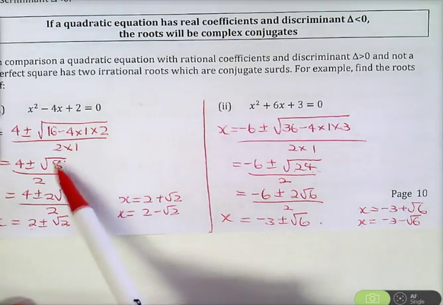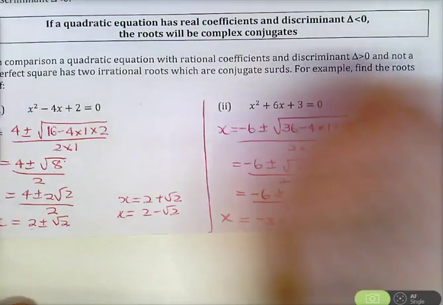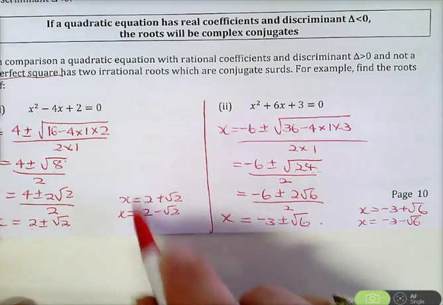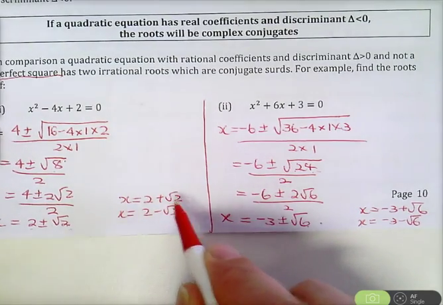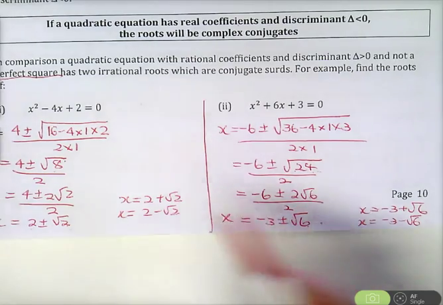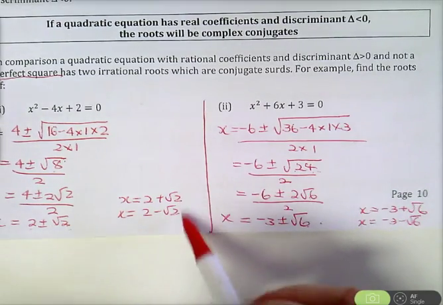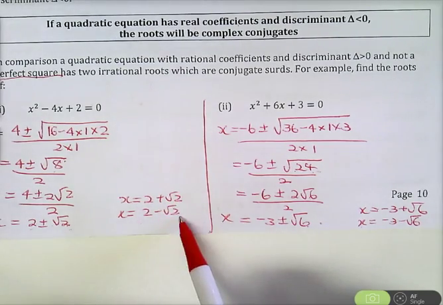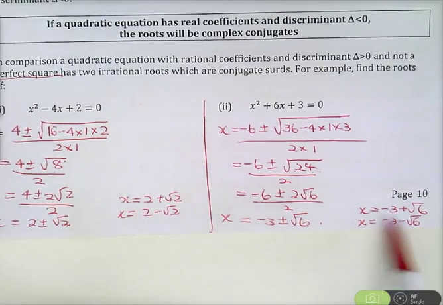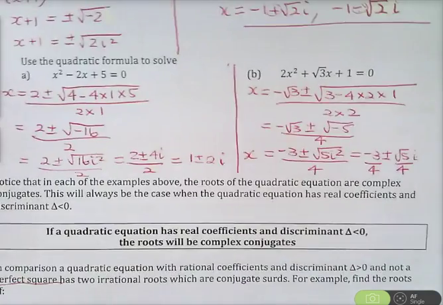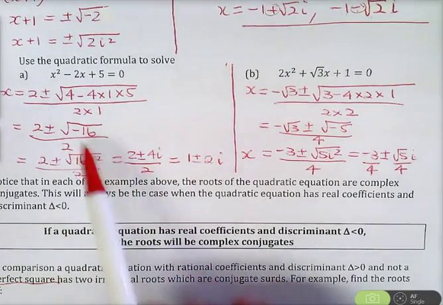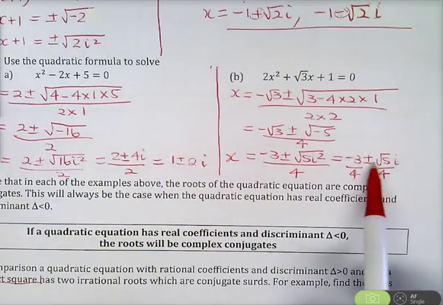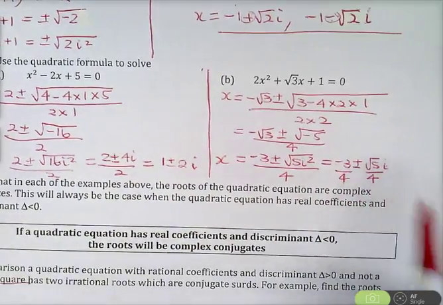provided that the discriminant's not a perfect square, you'll always end up with a surd in your answer. But the two roots that you get will be irrational roots, because they can't be written, for example, square root of 2 can't be written in the form of a fraction. So they're irrational roots, but the two roots are conjugate surds of each other. What happens up here, if the discriminant's less than 0, you will have two roots, but they're complex conjugates of each other.